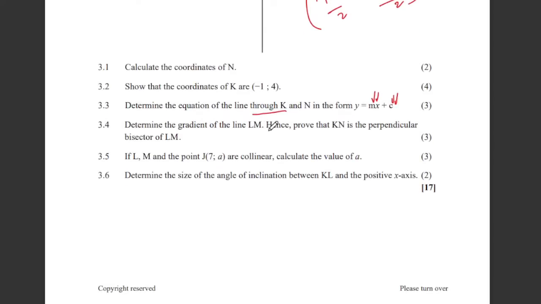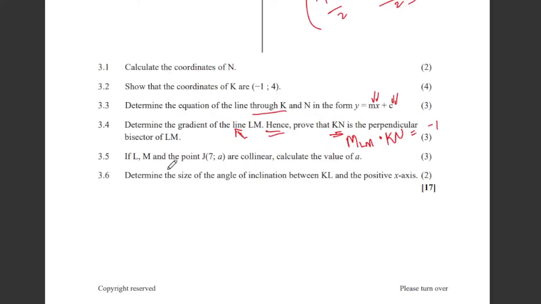And hence, so this word hence is like from where you stopped. So after getting this gradient, can we use that gradient to prove that KN is perpendicular? Remember what we said? Get the gradient of LM, you multiply it by the gradient of KN. If you get a -1, then draw a conclusion.